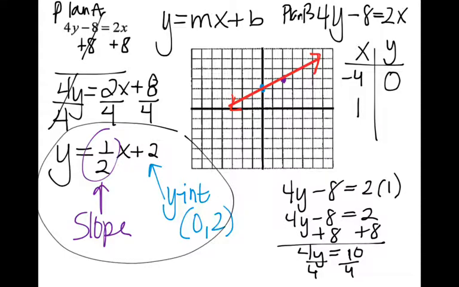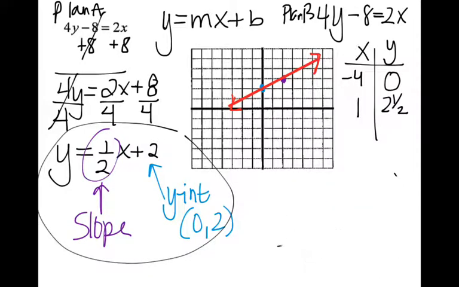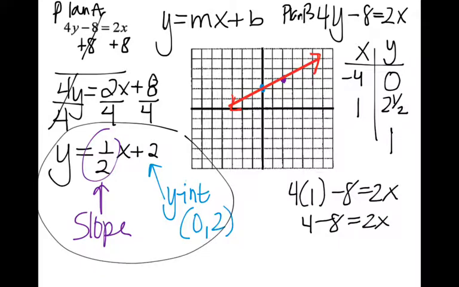Anyway, I'll divide each of these by 4, and I get y equals, if I simplify that, 5 over 2, or 2.5. So if x is 1, y is 2.5. That's horrendous. I may not even want to use that point, but we'll see what happens. I'm going to pick a y again. Let's say y is 1. 4 times 1 minus 8 equals 2x. I get 4 minus 8 equals 2x. 4 minus 8, if I add the opposite, I get negative 4 equals 2x. Divided by 2, and x equals negative 2.